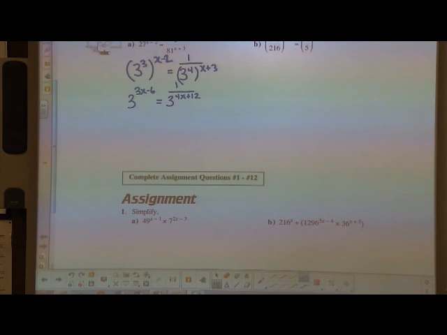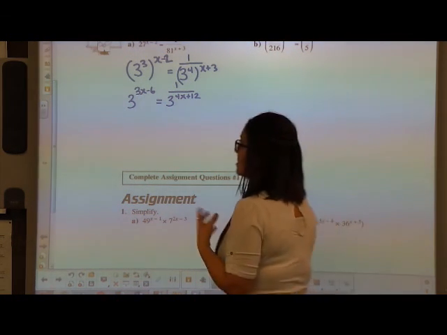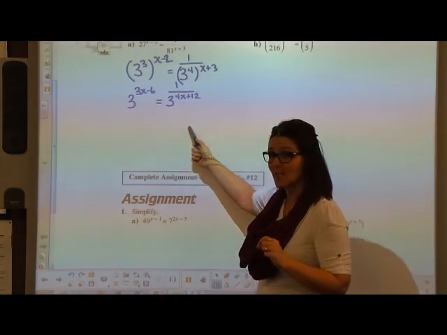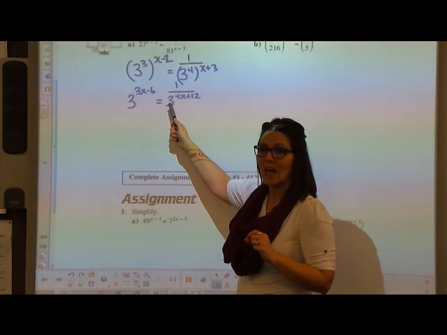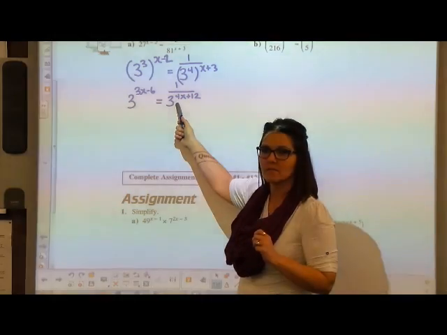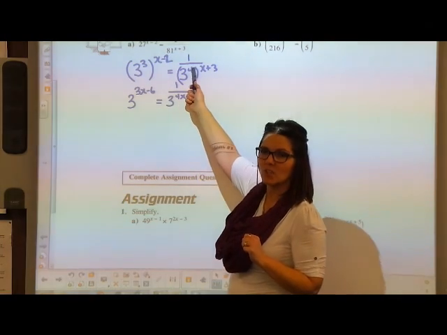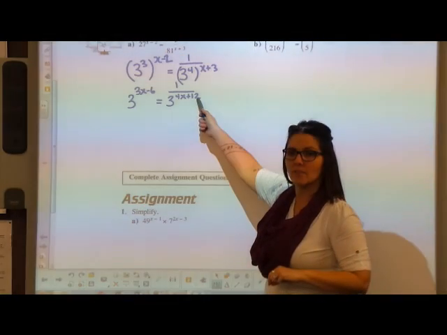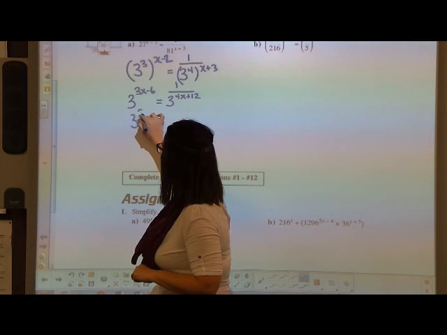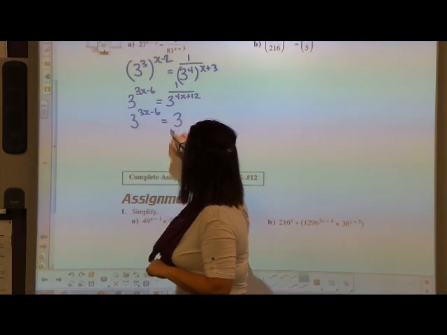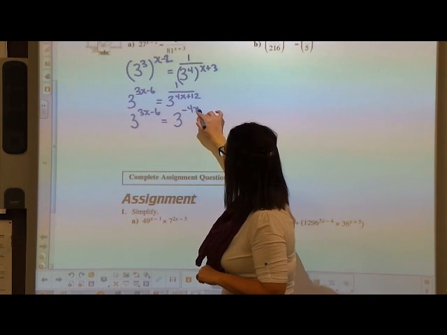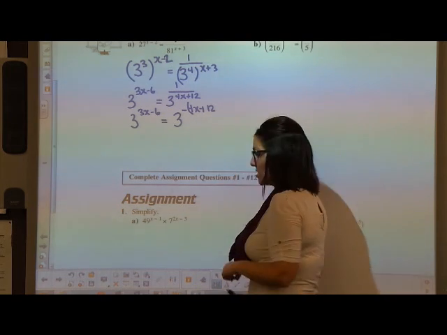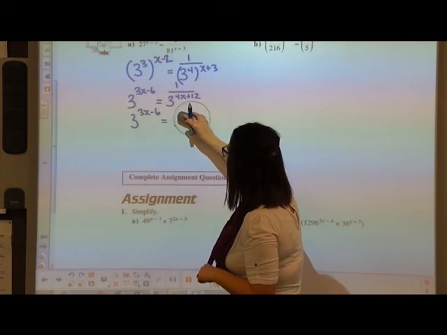So the issue that I have is realistically I don't actually have common bases, because the base on this expression is a 1/3. So how do I make this base equal to 3? In other words, how do I bring the 3 up to the top? I make the exponent negative. So 3 to the power of 3x minus 6 becomes equal to 3 to the power of negative (4x plus 12), which then would become negative 4x minus 12.